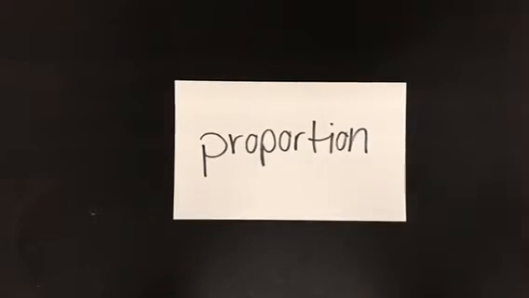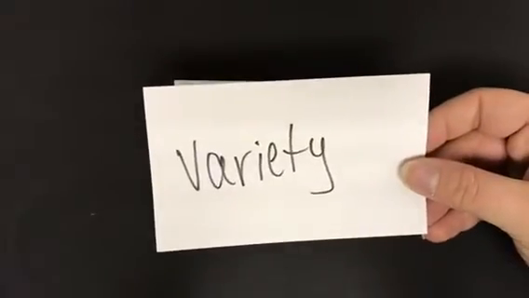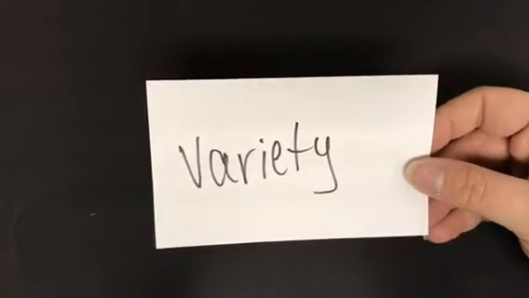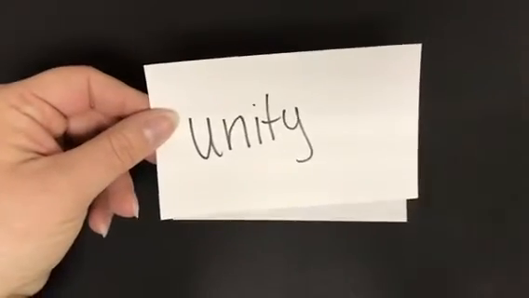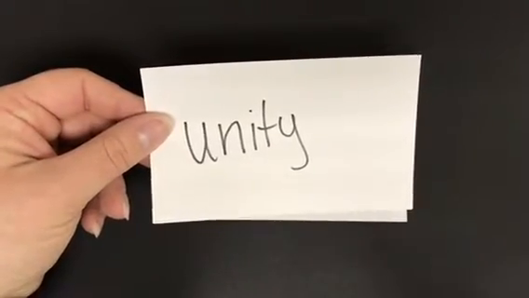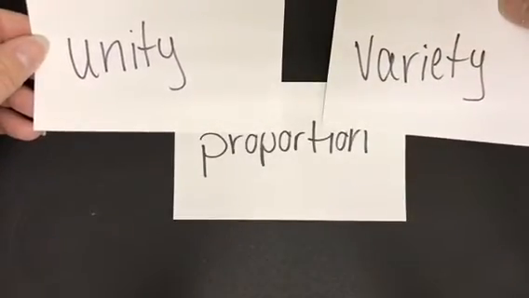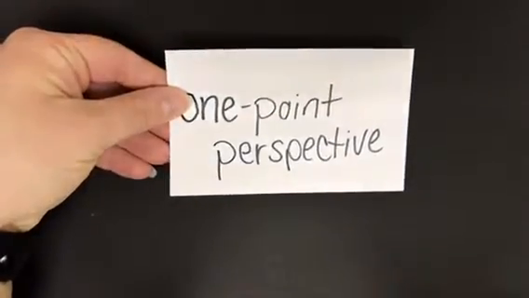Proportion, the size relationship of things. Variety, meaning we have multiple types of the element. Unity, meaning that we are using harmony when we are working today. We're going to use all three principles, unity, variety, and proportion, when we create our 1-point perspective drawing.